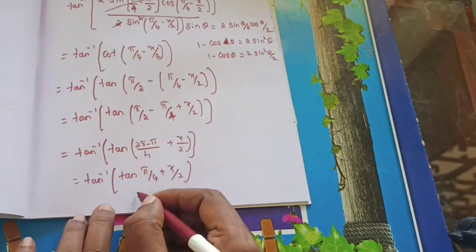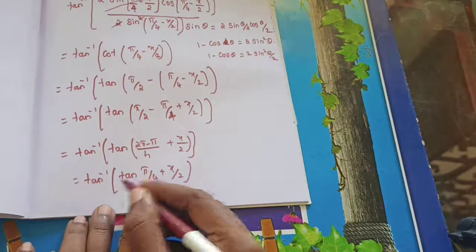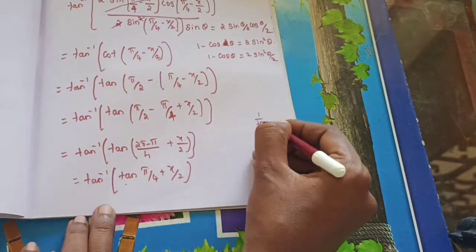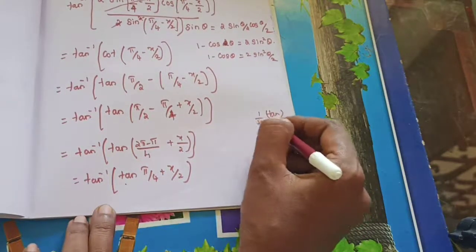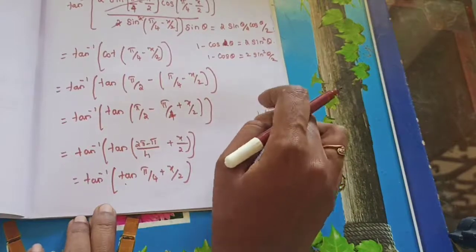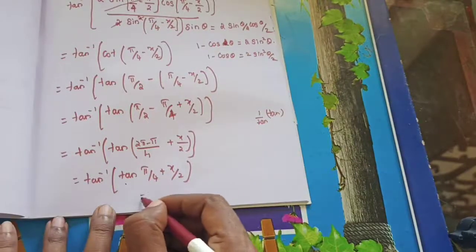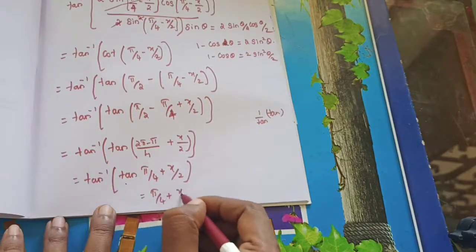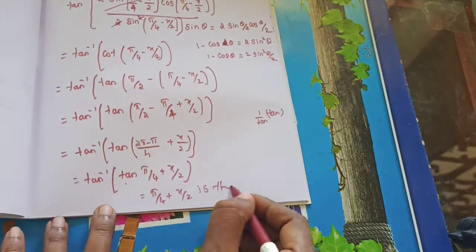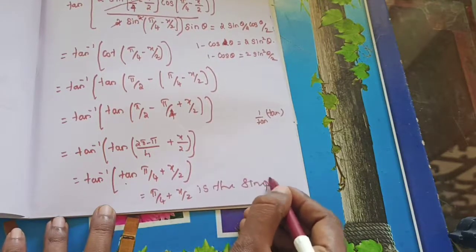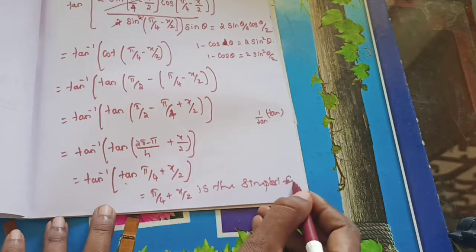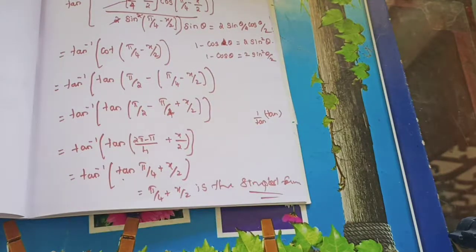So what's the simplest form? Tan inverse of tan. Tan inverse of tan means what's the meaning? 1 by tan into tan. That's the meaning of tan inverse. So inverse means 1 by tan, that's all. So this can be equal to pi by 4 plus x by 2 is the simplest form. Understand, students? That's all. I will repeat it again.